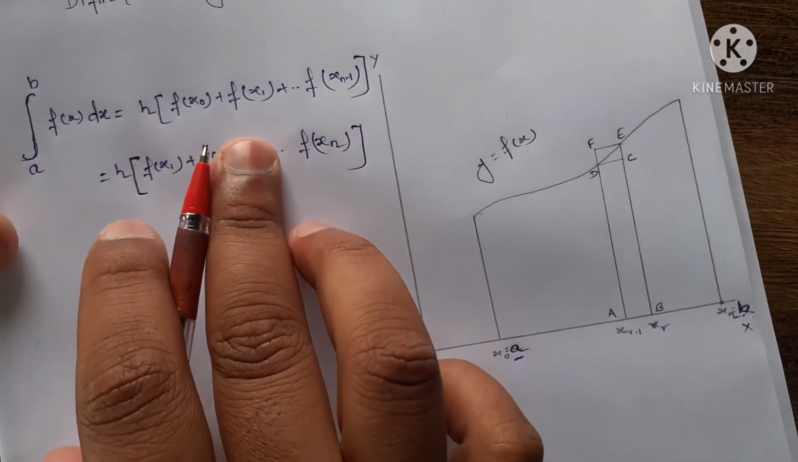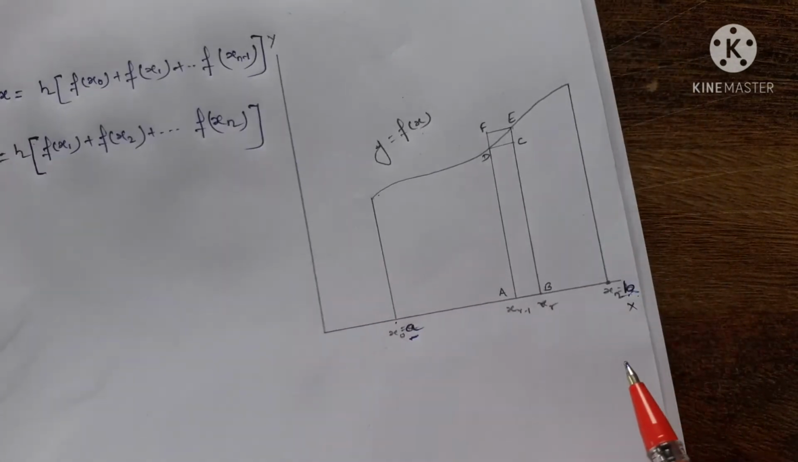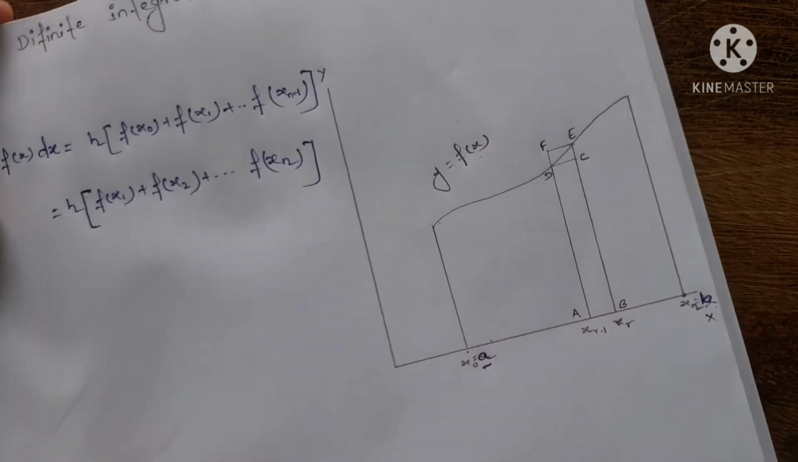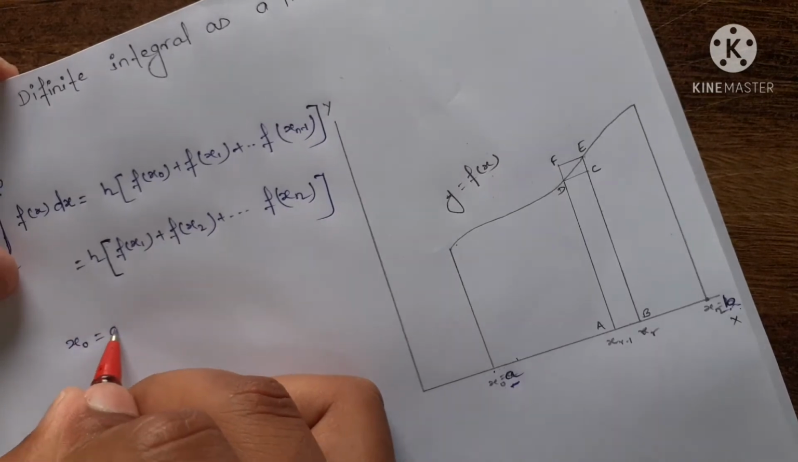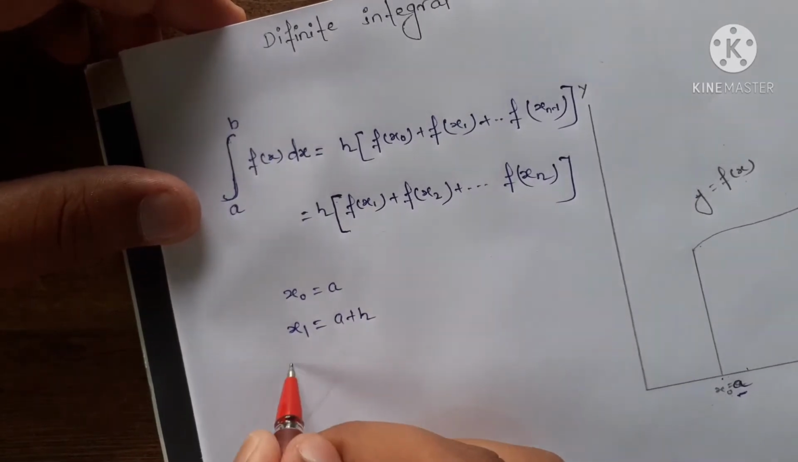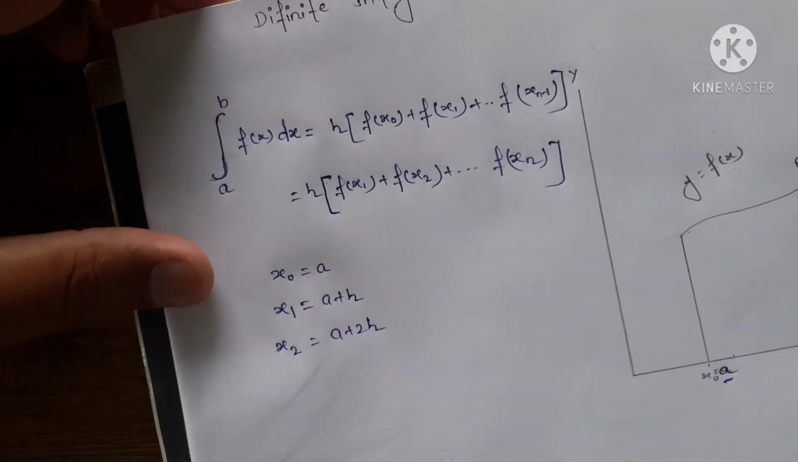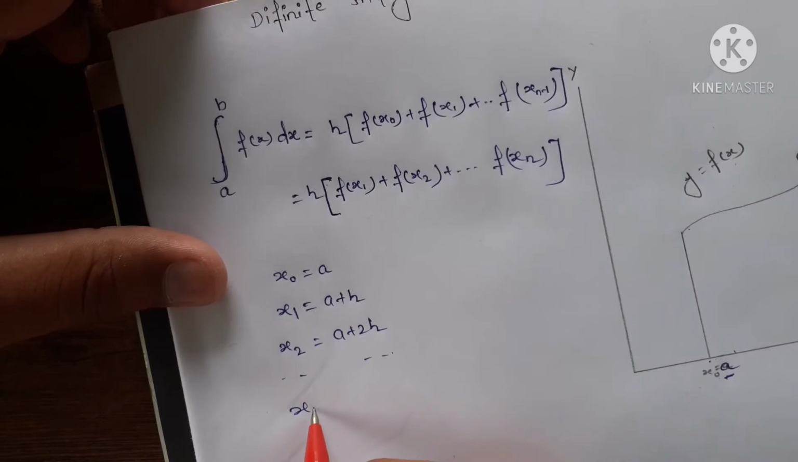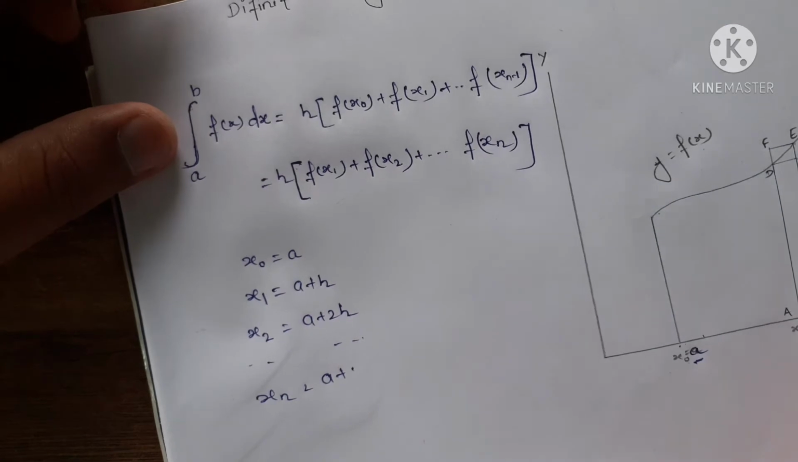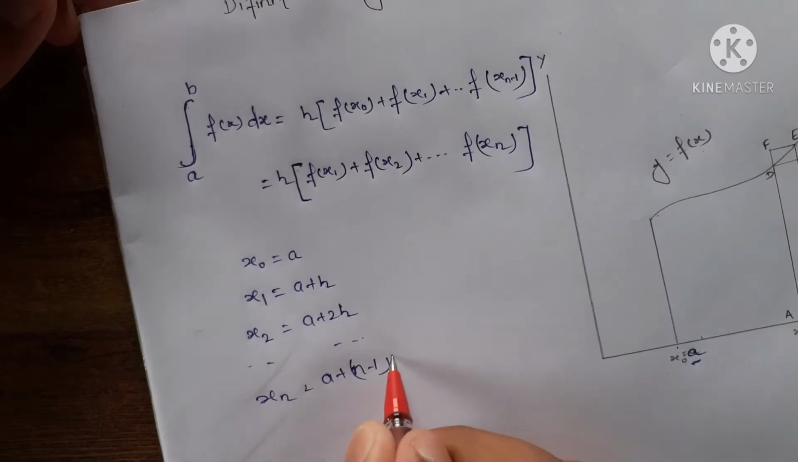So let's start. Here, at first, we divide the interval a to b into n subintervals, where the difference between each successive part is h. Let x0 equal a, x1 equal a plus h, x2 equal a plus 2h, and so on. xn is equal to a plus n minus 1 into h.